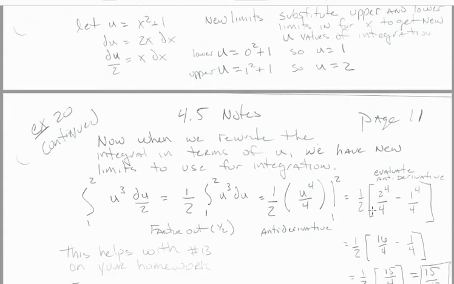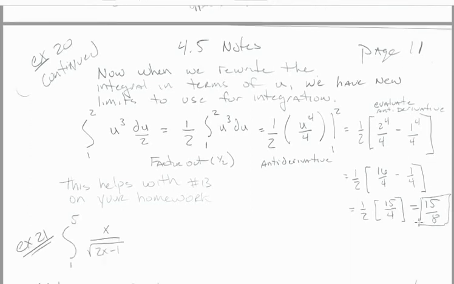Substituting in our upper limit and our lower limit, so now we're stepping back a couple sections. We're actually taking f of b minus f of a. We're finding the net change, or evaluating the integral now. It's going to be 1/2 times 2 to the 4th over 4 minus 1 to the 4th over 4. So that 2 and 1, those are our limits of integration in terms of u. Simplifying that down, it's going to be 1/2 times 16 over 4 minus 1/4. So we get 1/2 times 15/4, which equals 15/8.